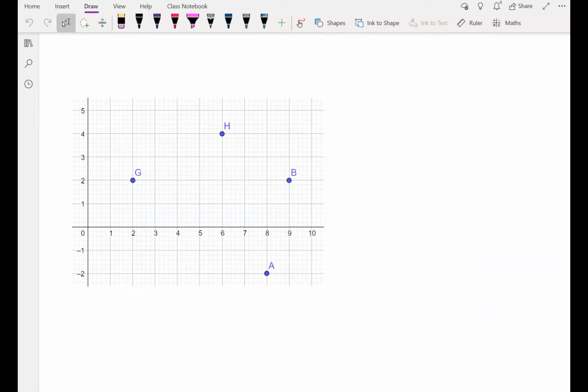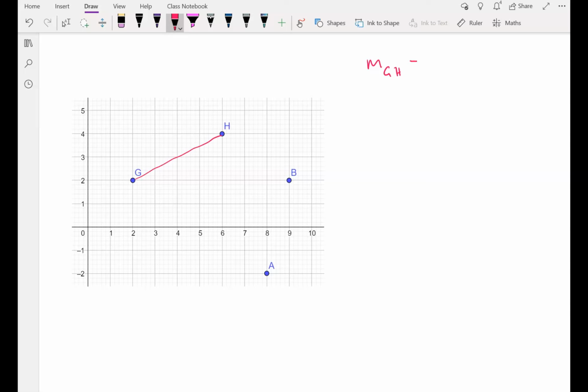So let's look at some examples here. We've got 4 points on the Cartesian plane, and we can try to get the gradient of the lines that would join these points together. Now, for some reason known only to mathematicians in the past, we abbreviate gradient. Instead of writing the word gradient, we tend to use the letter M for gradient. So let's say we wanted to work out the gradient of the line from G to H.